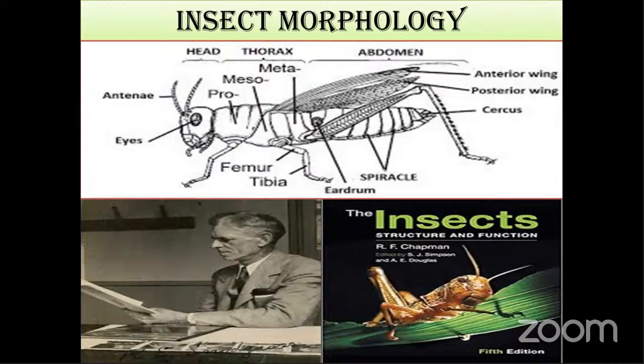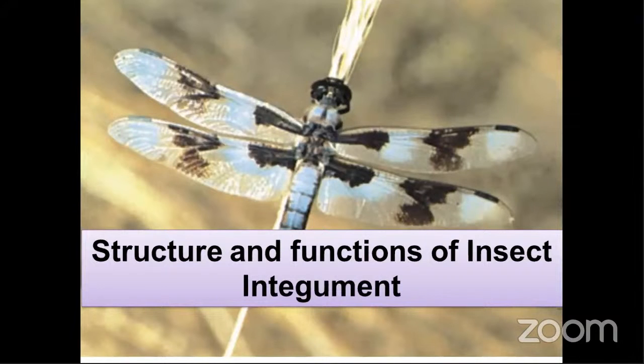Let's move on to today's topic, structure and function of insect integument. Integument we can also call the body wall or exoskeleton. Whatever it may be, it is the same thing. In the ICAR examination, sometimes they mention body wall, sometimes exoskeleton, sometimes integument, so don't get confused by those names.